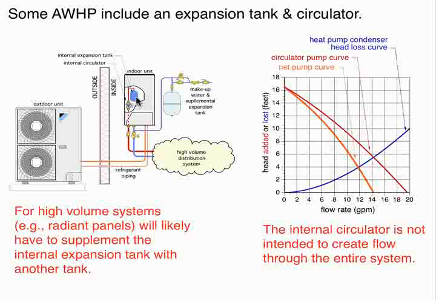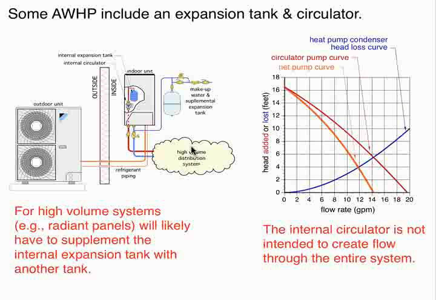One is, don't assume that that built-in expansion tank is large enough to handle the expansion requirements of an entire system. It really wasn't designed around that. You may have to supplement it with another expansion tank, especially if we have a high volume distribution system. Imagine several thousand feet of floor tubing. You might have 50 gallons of water there, and the expansion volume of that amount of water may necessitate another tank. So you want to take a look at that.